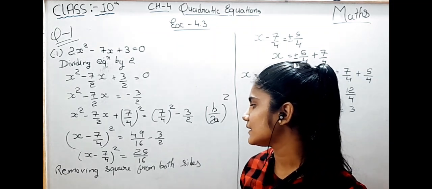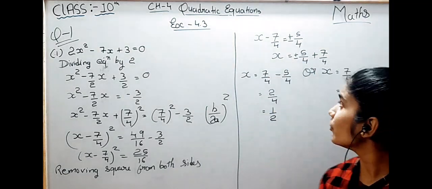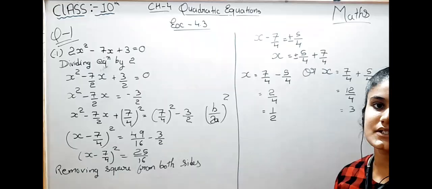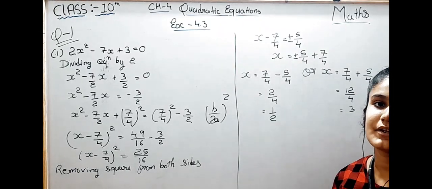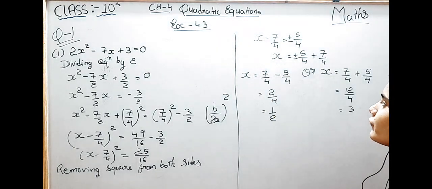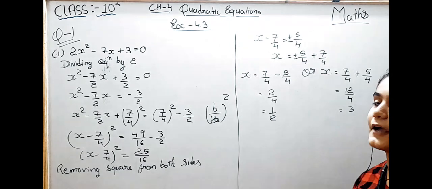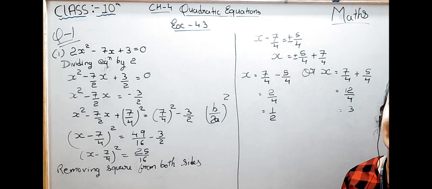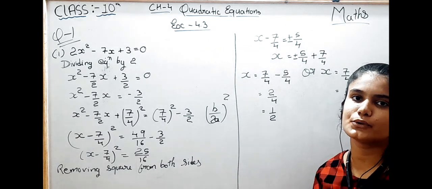And by solving this and removing the square from both the sides, we get x is equal to plus or minus 5 by 4 plus 7 by 4. So x is equal to 7 by 4 minus 5 by 4, or x is equal to 7 by 4 plus 5 by 4. And the two roots of x come out to be 1 upon 2 and 3.